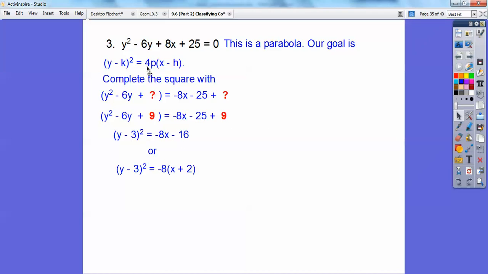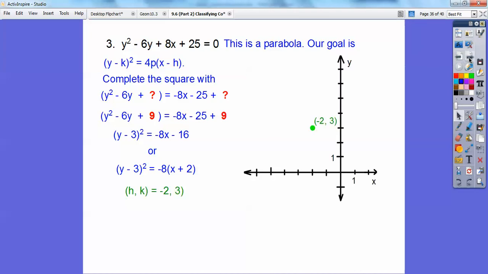Remember, I want to have this 4p on the outside and have that a positive x minus h. So I pull a negative 8 out of both of those, and it gets me x plus 2. So now my vertex of this parabola is going to be at h, k, so negative 2, comma 3. Okay, and since y is being squared, this one's opening to the left because that's negative right there. So there's the vertex right there.